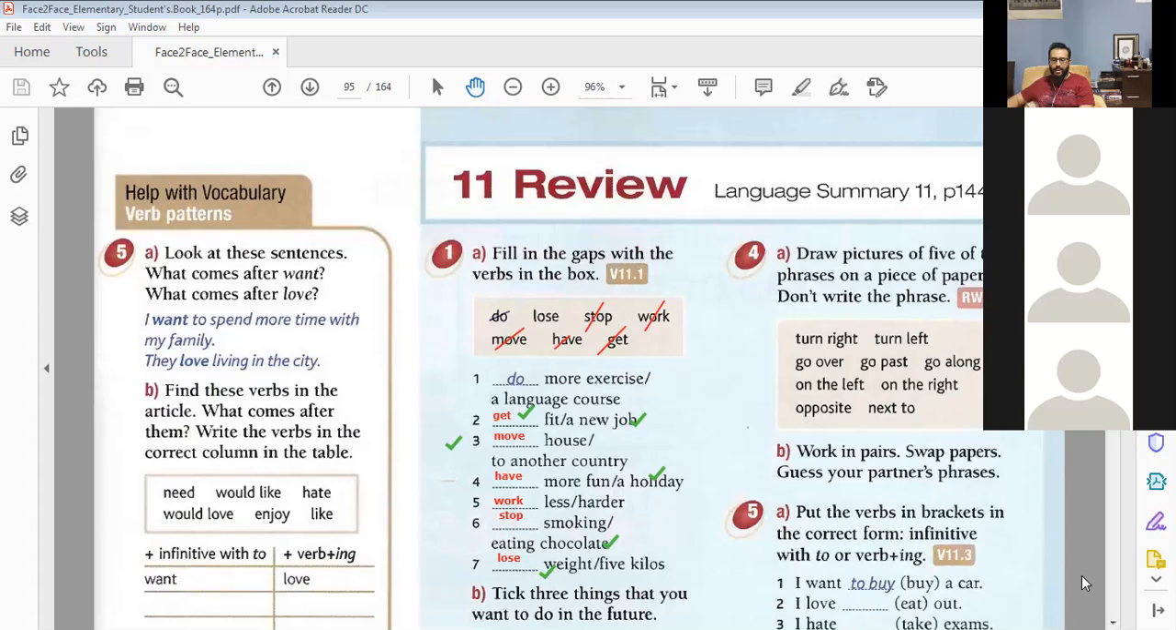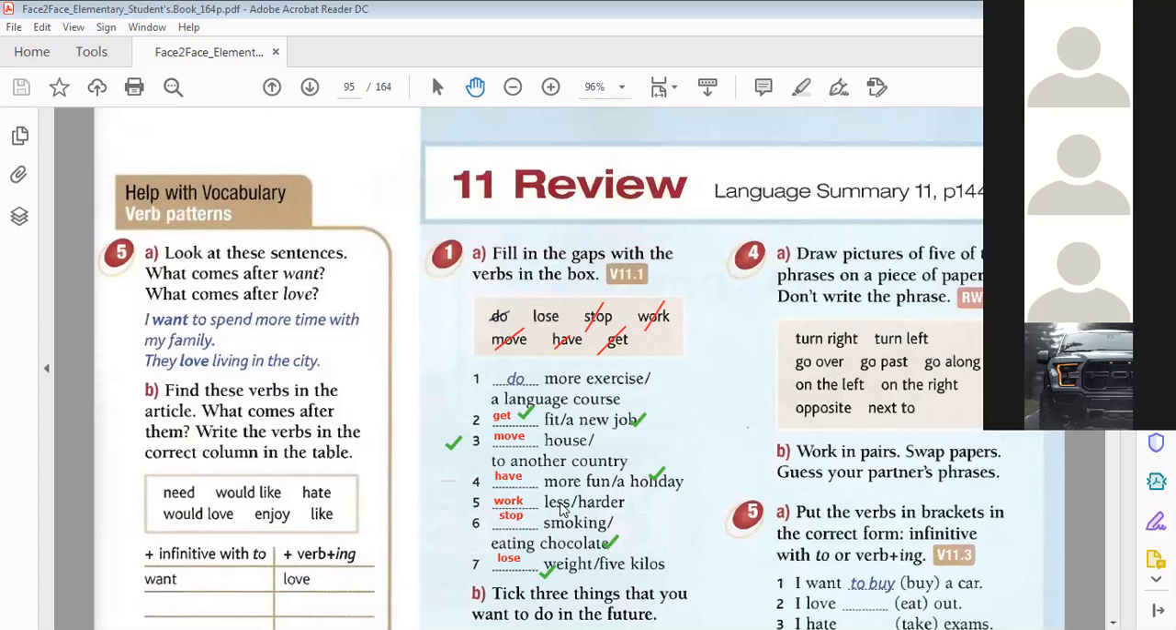Okay. All right. What about you, Samiha? Have you got any of these plans? Any of these things you'd like to do in the future, Samiha?